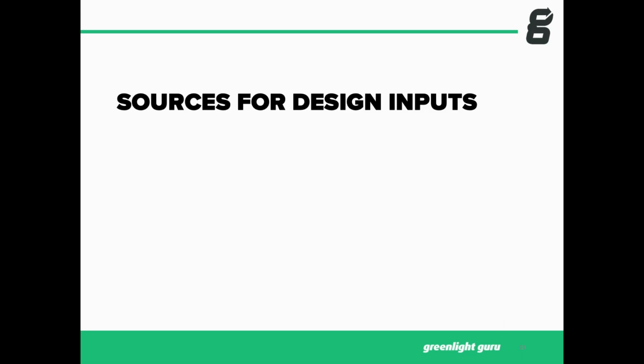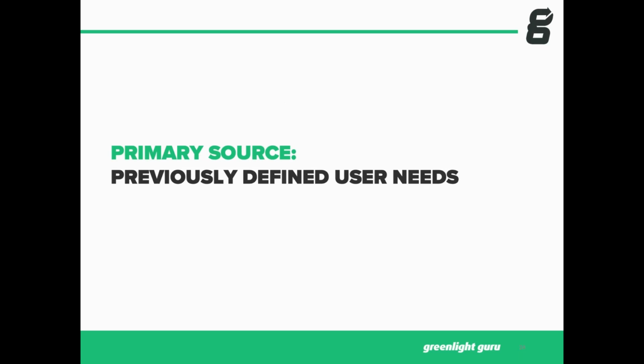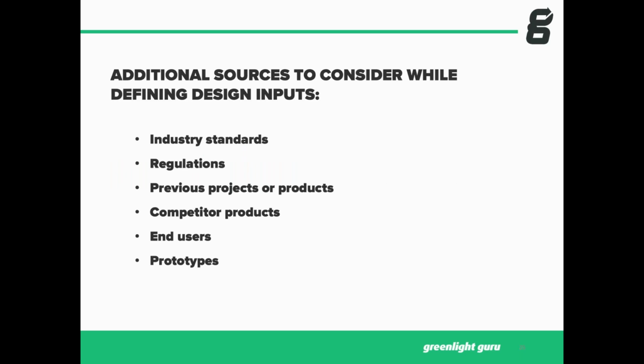So where do you get design inputs? What are all the different sources that can help you with this? We already talked about the user needs. This is important. This is the main feeder, if you will, to your design input requirements: your user needs, stated or unstated, known or unknown. It's best to document your user needs and use this as the primary feed into your design input process. So that's a key thing.